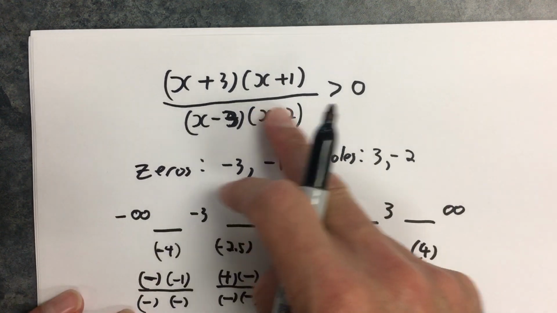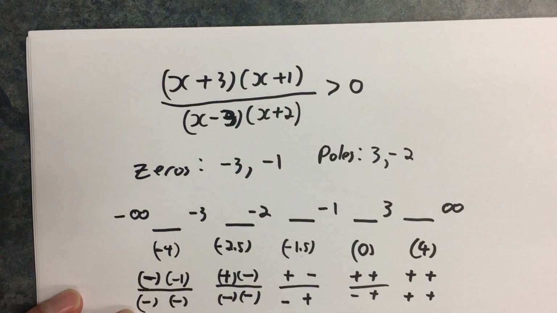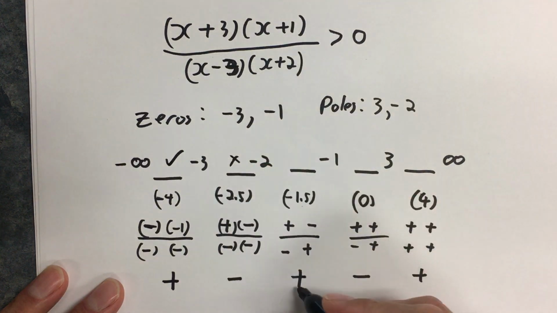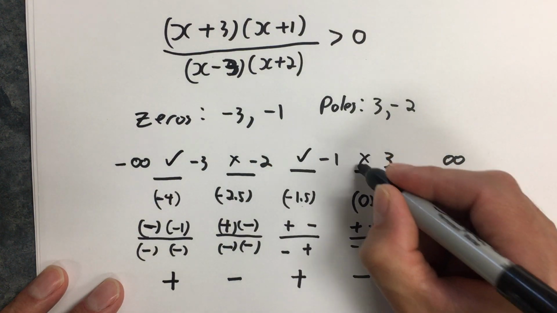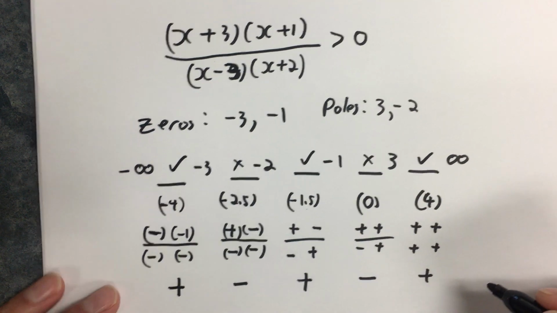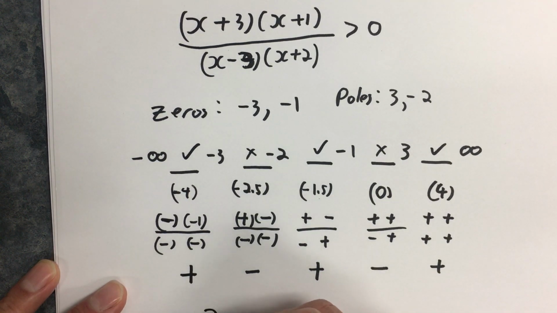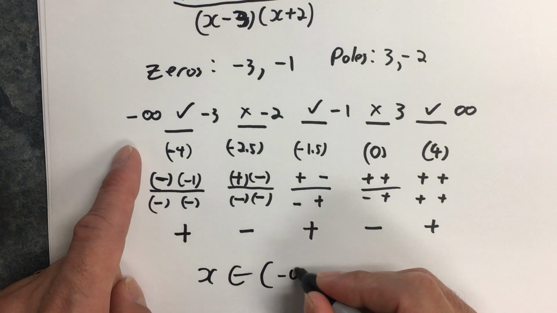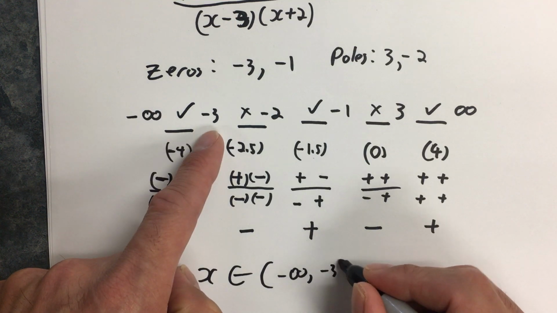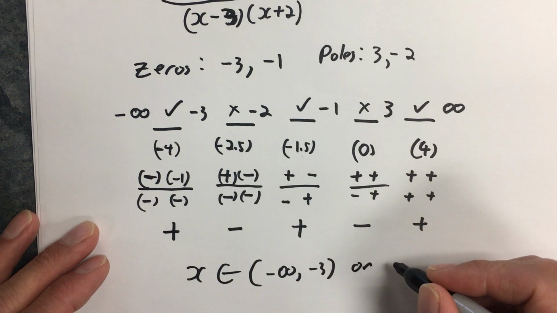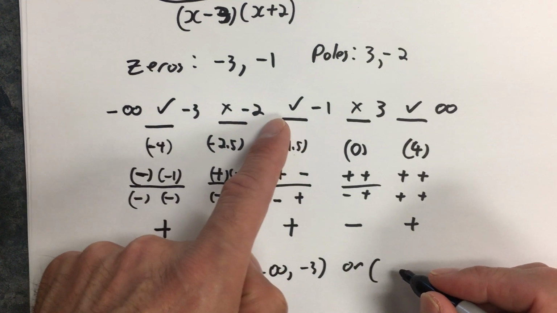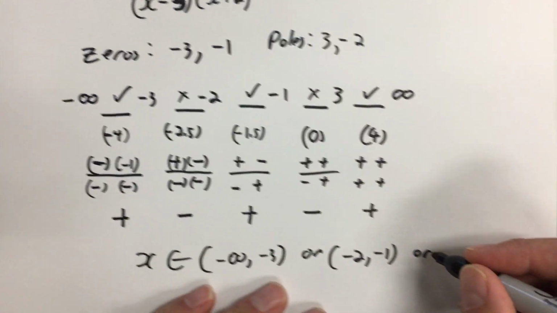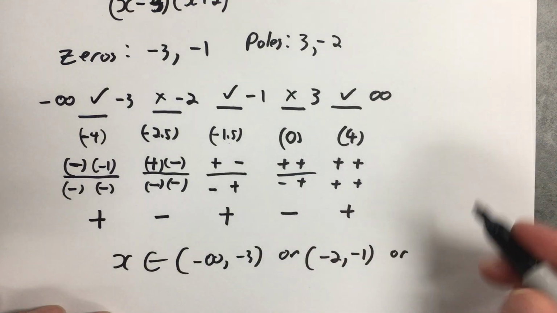So, when is this thing positive? When is it greater than 0? It's greater than 0 here, not here, here, not there, and here. So, it is positive when x is in the interval from negative infinity to negative 3, or in the interval from negative 2 to negative 1, or in the interval from 3 to infinity.